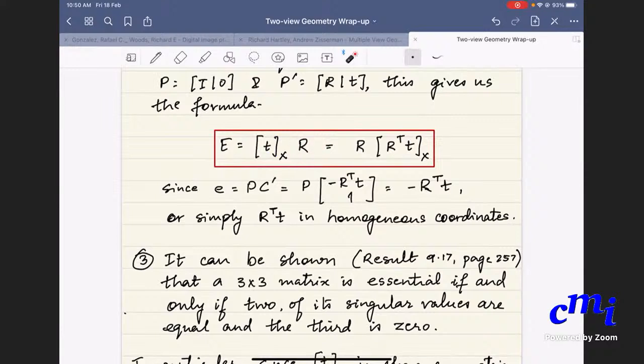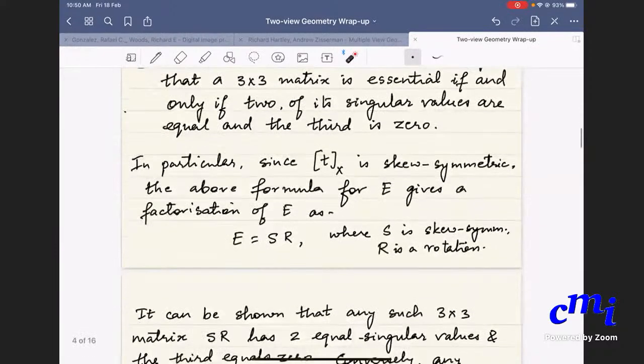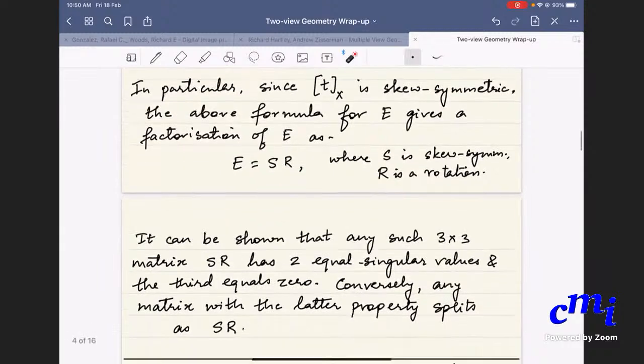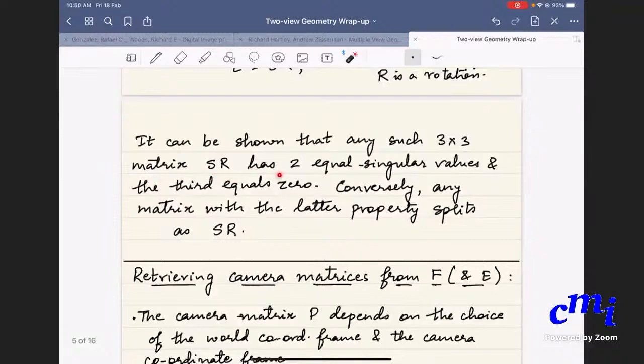Okay, and the proof of this theorem hinges on the fact that any matrix that can be factorized as some skew symmetric S times a rotation R will have two equal singular values, and the third 0. Okay, so that's what I've written here. In particular, this matrix is skew symmetric and gives a factorization of E as E equal to SR. And it can be shown that any 3x3 matrix SR has two equal singular values and the third equals 0.